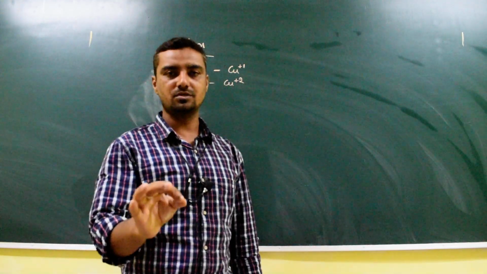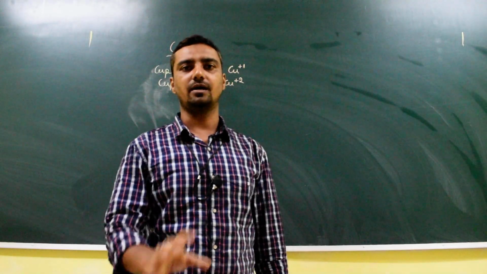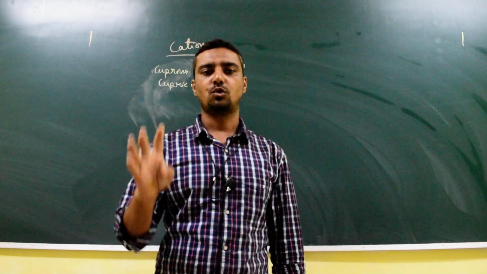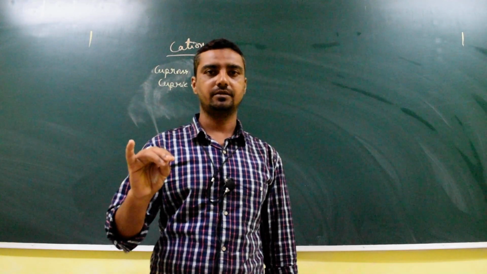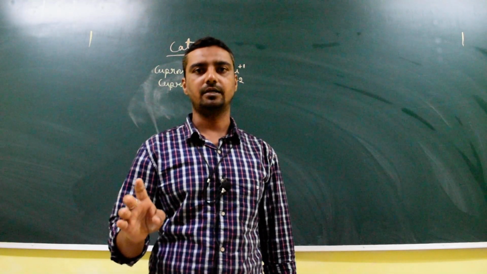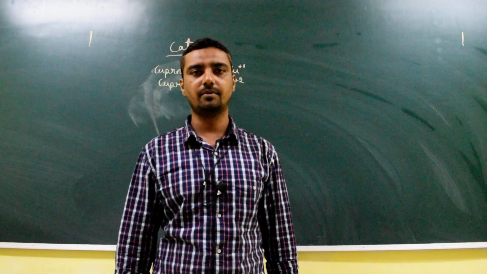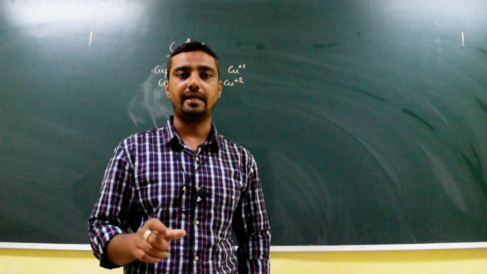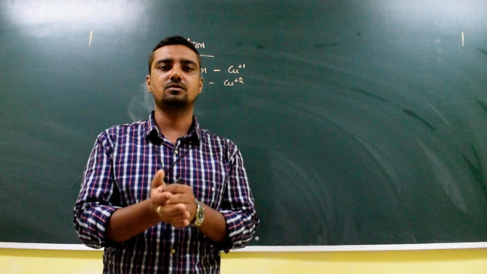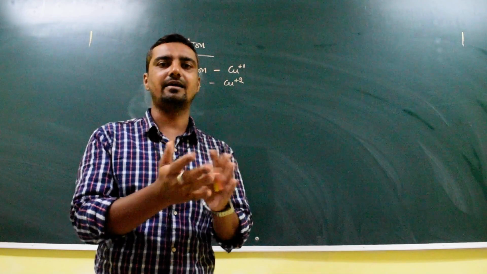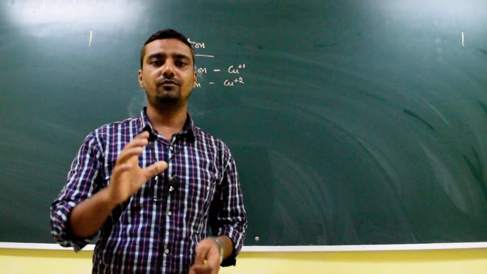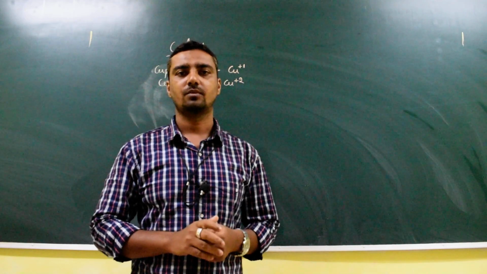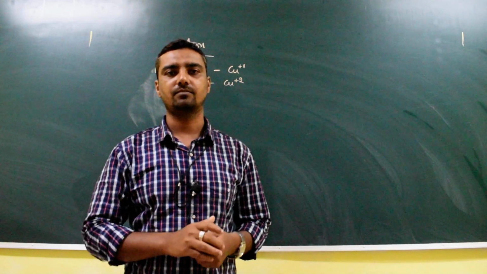Remember, if the lower oxidation state is there, the name always ends with -us. If the higher oxidation state is there, the name always ends with -ic: cuprous, cupric, ferrous, ferric, mercurous, mercuric, stannous, stannic. Understood? Remember this. If the oxidation state is lower, the name ends with -us: cuprous, ferrous, stannous, mercurous. If the oxidation state is higher, the name ends with -ic: cupric, stannic, ferric, mercuric.